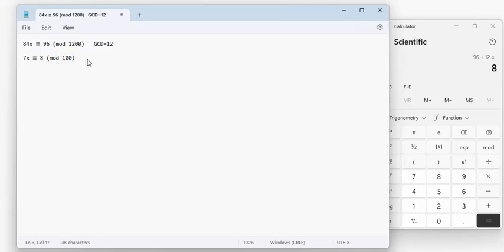So we can use Euclid's algorithm in this case also, but then we need to reduce 8 to 1, knowing the inverse. In this case, 7d congruent to 1 mod 100. Solve for d, then you can just multiply by 8 to get the value of x.